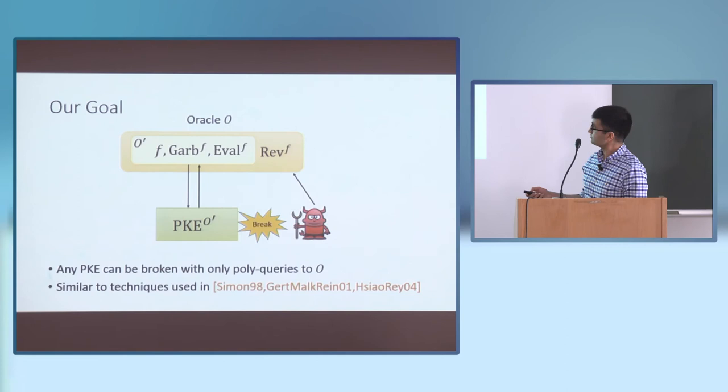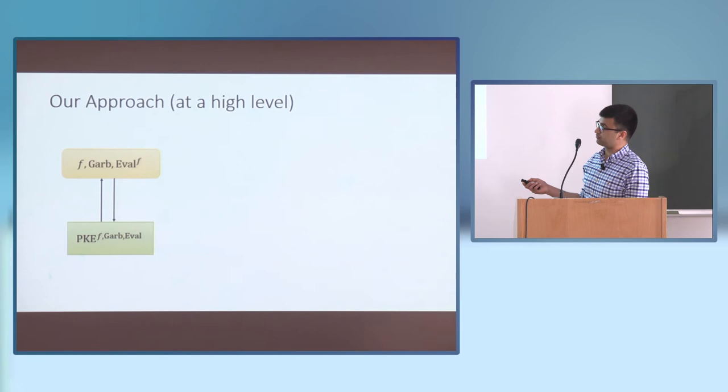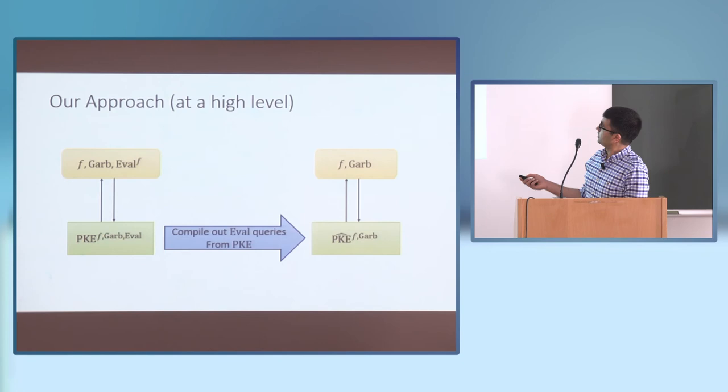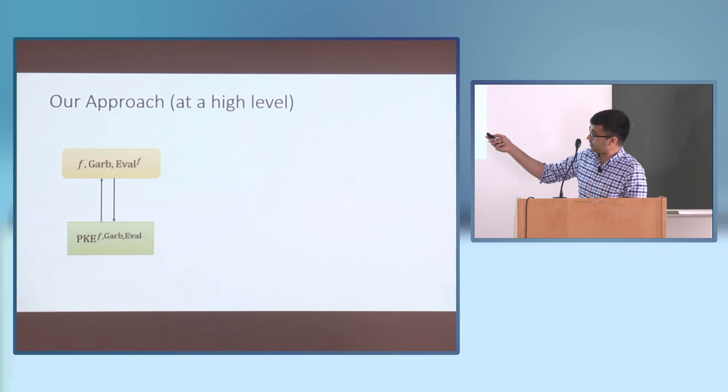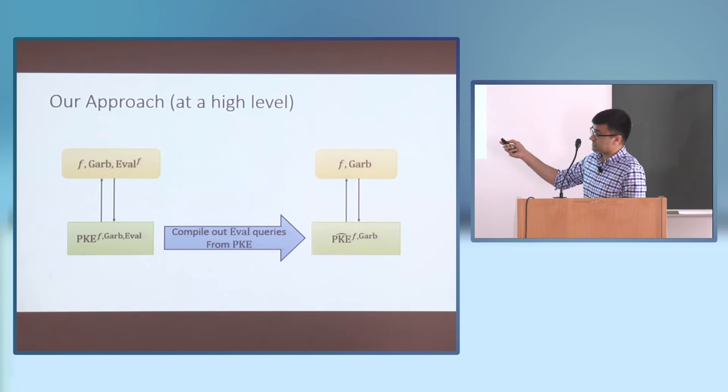Okay. So I won't have time to talk about all the details of our proofs, but let me give you the high-level approach that we took. At a high level, we show how to reduce our impossibility problem to the problem of Impagliazzo and Rudich. And we do this via a compilation technique. Namely, we show how to compile any candidate public key encryption that makes use of the oracles F, garb, and eval into a compiled scheme, which is almost as correct and as secure as the original scheme, but which does not call eval at all.